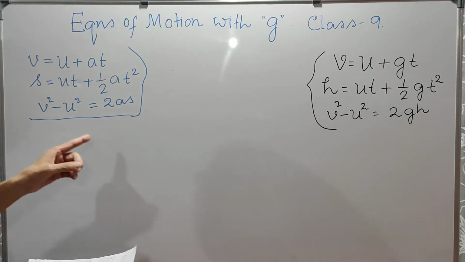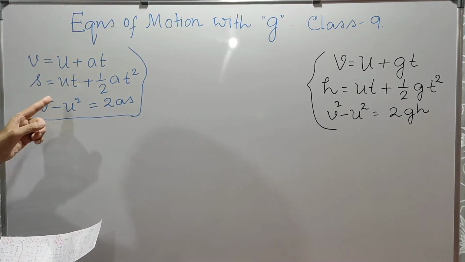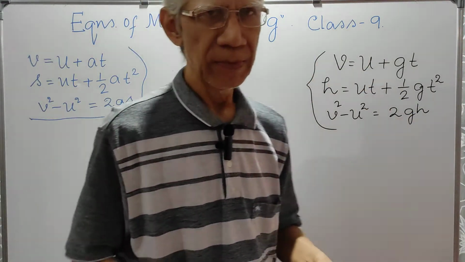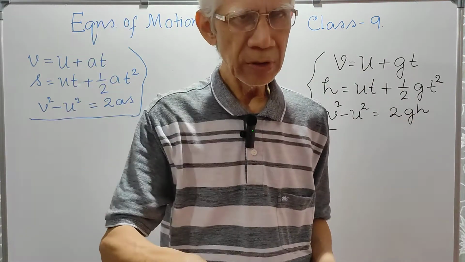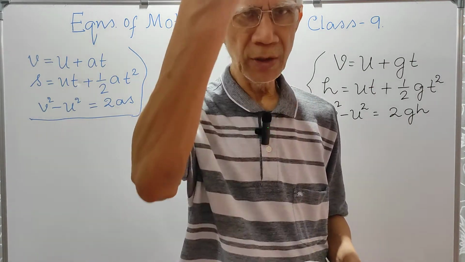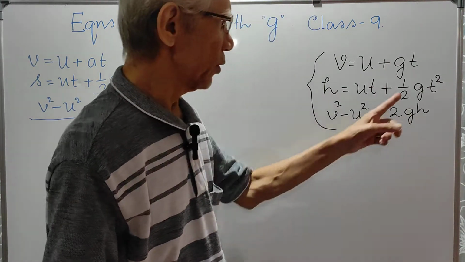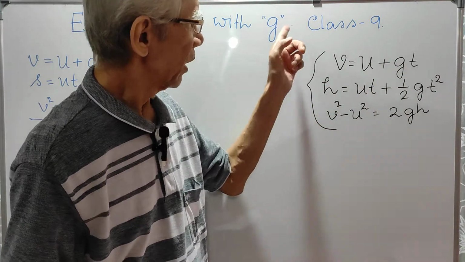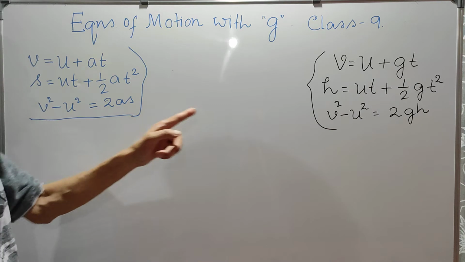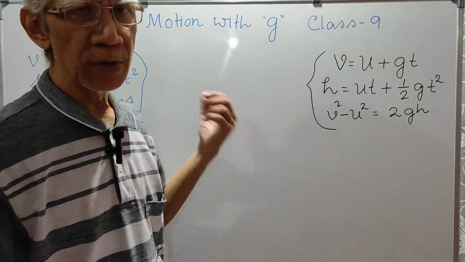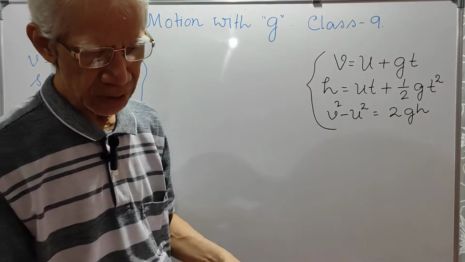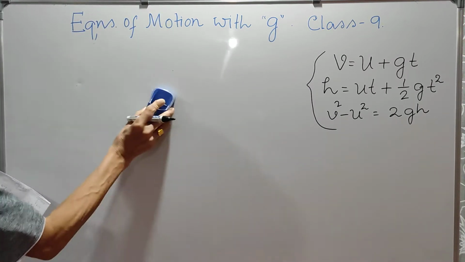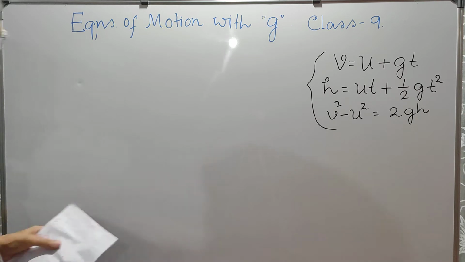And in place of s, we put h, that means height from which a body comes down, or height up to which a body goes up. All right. So these two changes. In place of a, we write g, and in place of s, we write h. So we are going to use these three equations for numerical problems. Okay. All right. Now let us see the first problem.